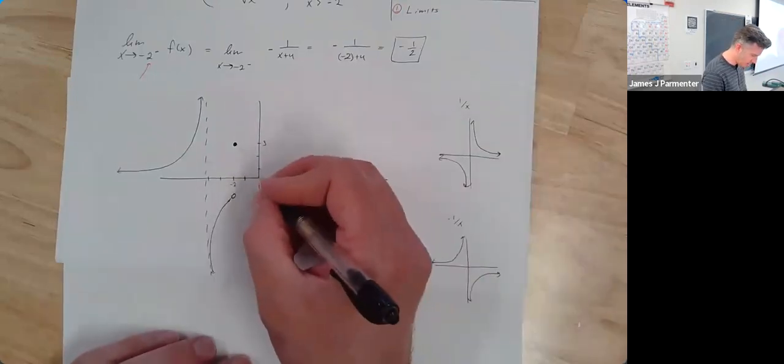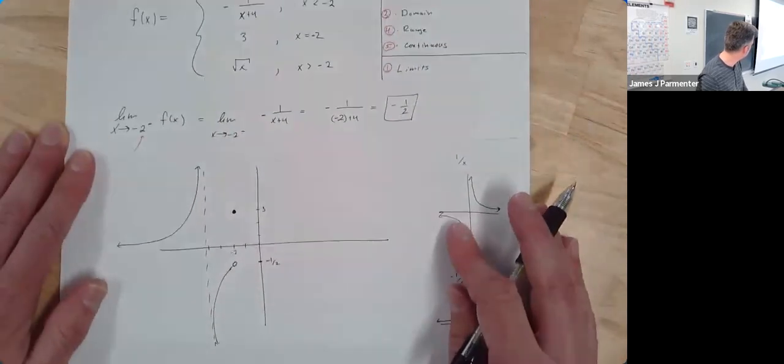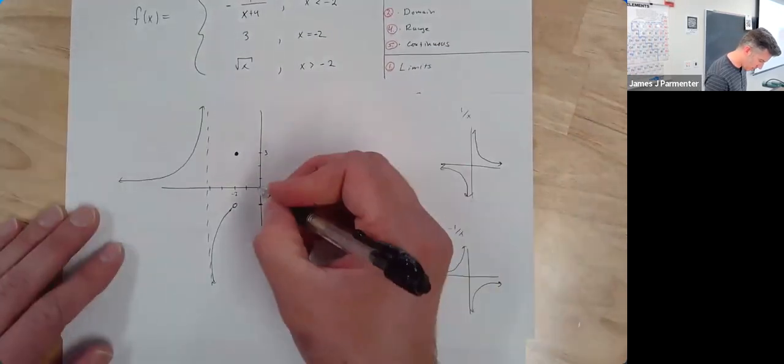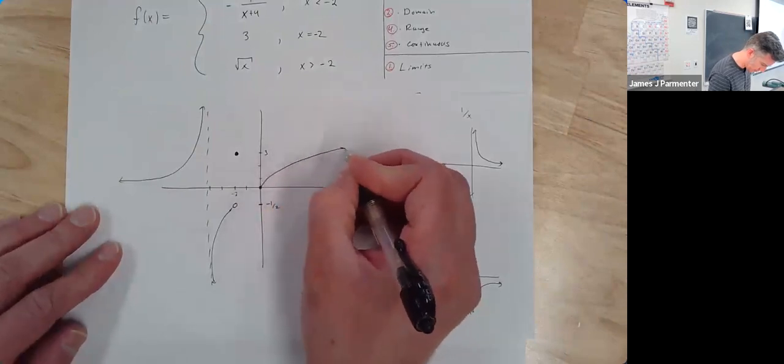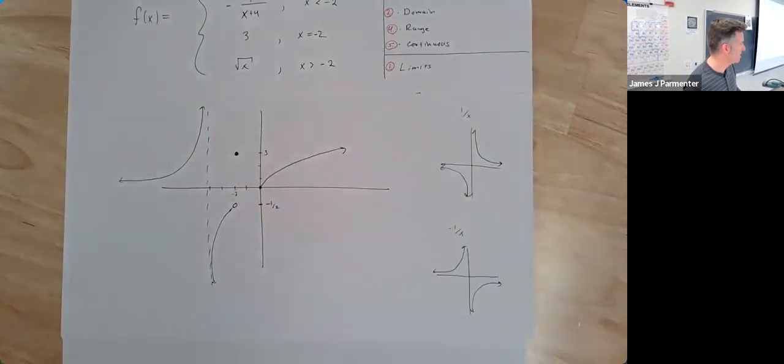And then once you get to 0, we've got the square root function. I keep going off page here. So we're starting here, then you get your square root function that looks like that. A little weird, but that's our function. Questions about this function so far?